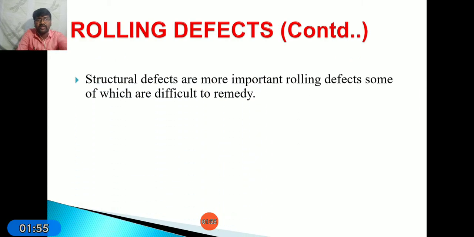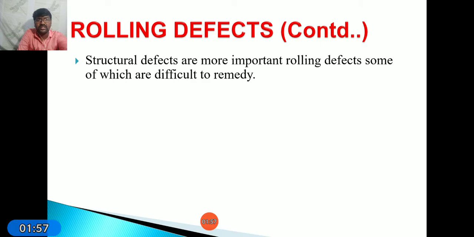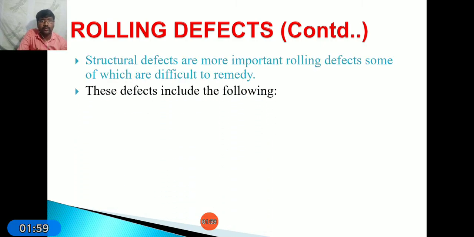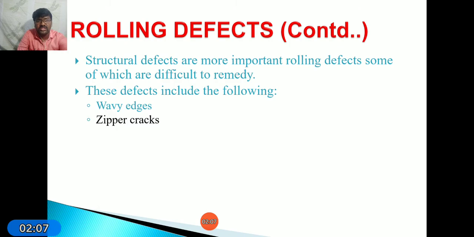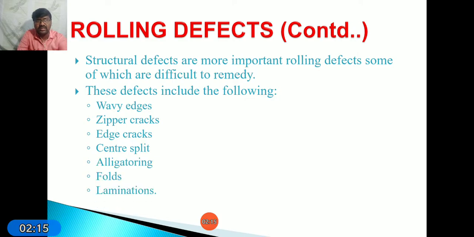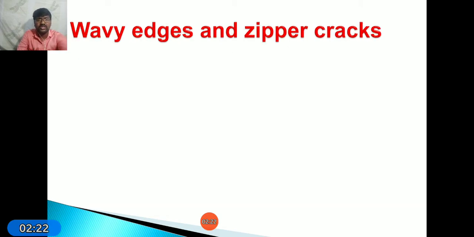Next, coming to structural defects. Structural defects are more important in the rolling process. Some of these are wavy edges, zipper cracks, edge cracks, center split, alligatoring, and folds and laminations. These are the different types of structural defects that form in rolling. We will discuss them one by one.